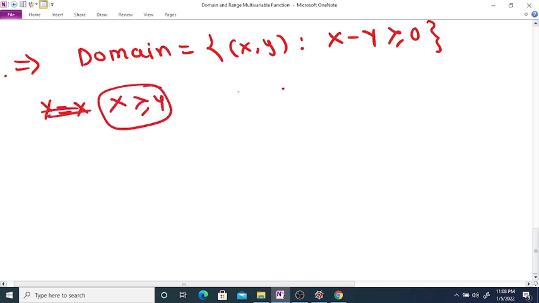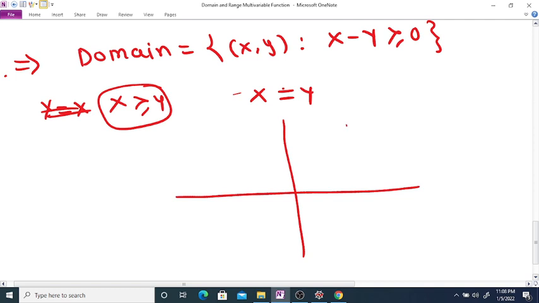To draw this inequality, first we convert it into an equality, so x is equal to y. We know that this is the equation of a line passing through the origin. Now we are going to decide whether the domain is below the line or above the line.